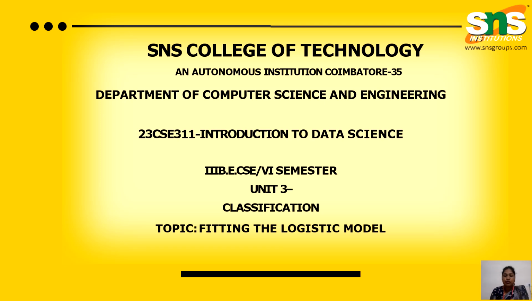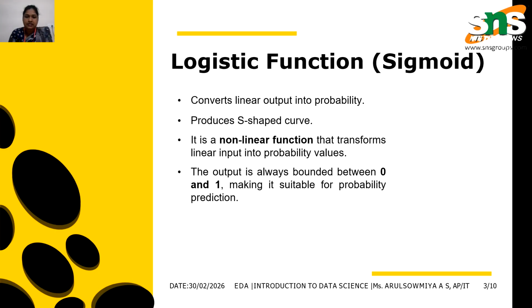So here I'm going to discuss a topic on how we fit the logistic model in classification. So the next is the logistic function, the sigmoid. Here it converts the linear output values into a probability value. It produces an S-shaped curve, that is a sigmoid-shaped curve.